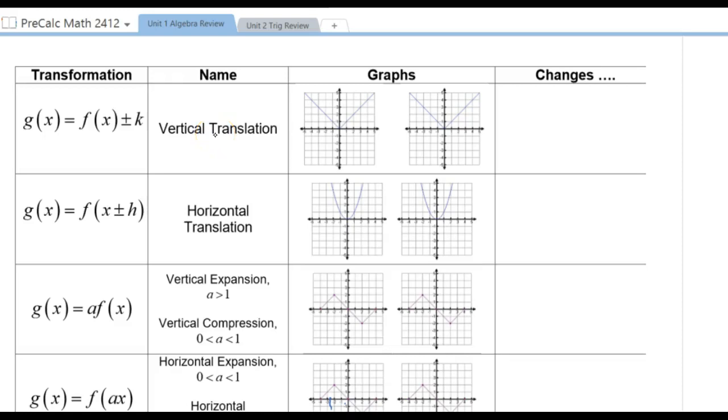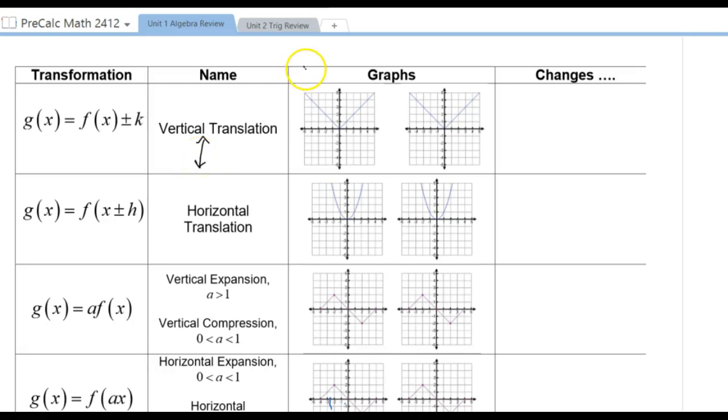This video is about transformations and graphing equations that have been transformed. So the first thing we need to know is our parent functions, and then we're going to transform those. The very first one I want to talk about is vertical translation, and what that does is move our graph either up or down.